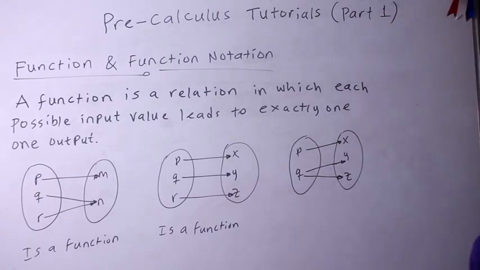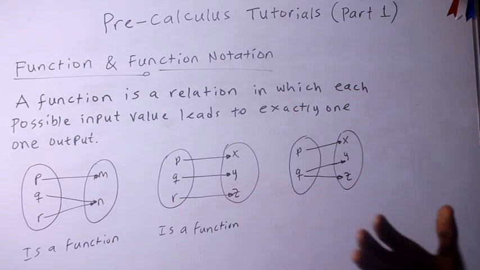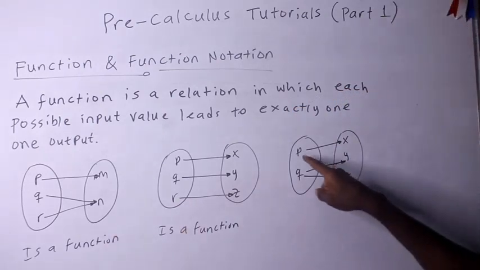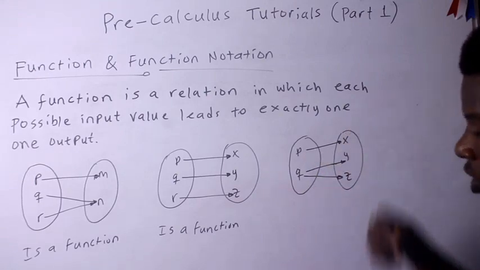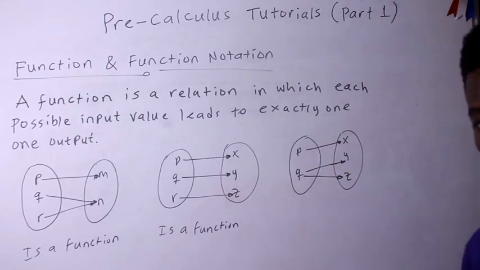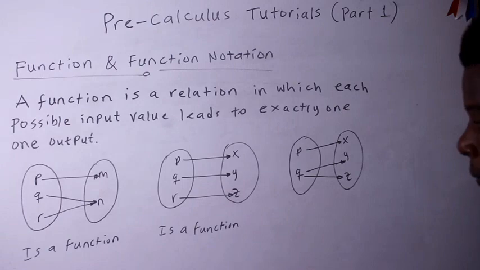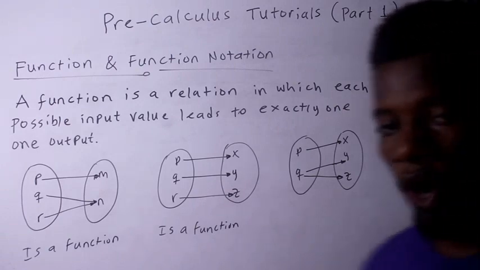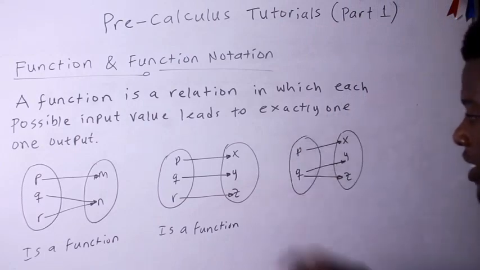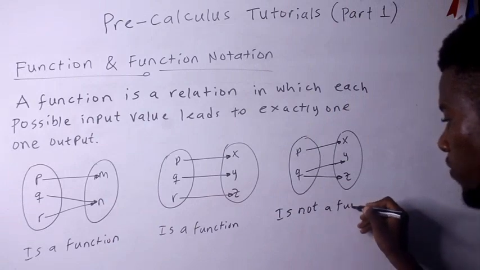So let's examine that. We said for a particular relation to be a function, each input value must have only one output value. We have P. P has only one output value which is X. But Q has 2 output values. Q has both Y and Z. So because Q has 2 output values as opposed to one output value, we say that this is not a function.